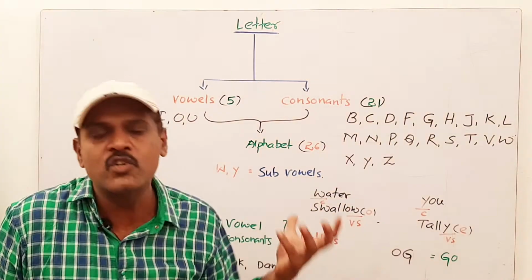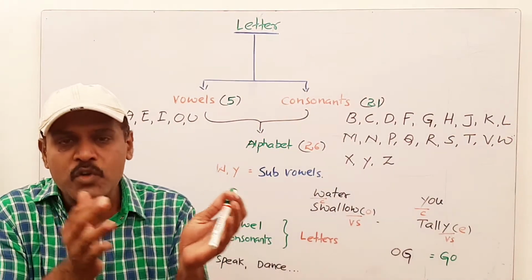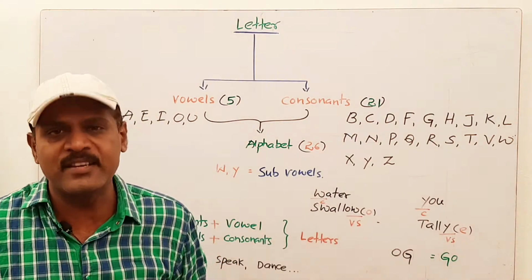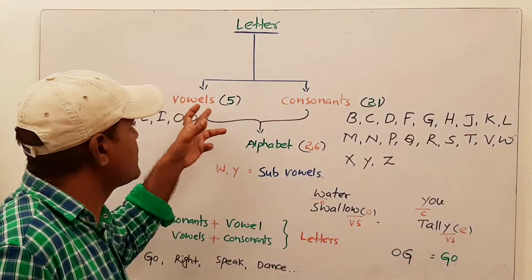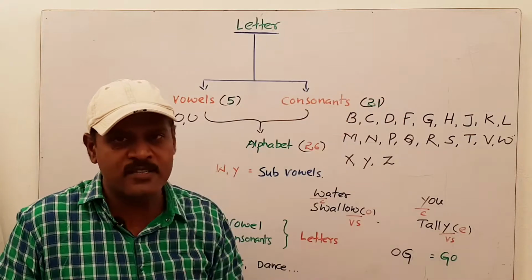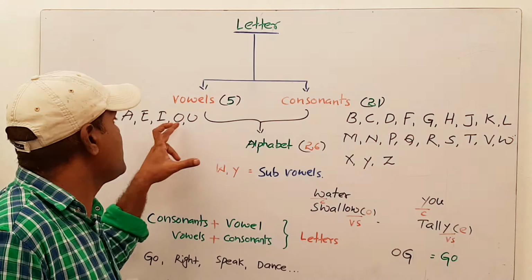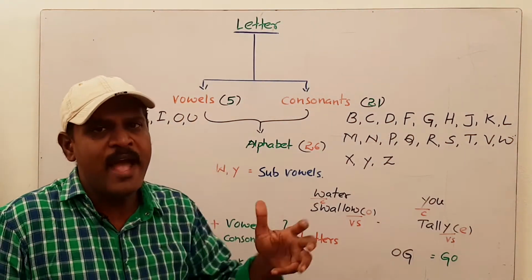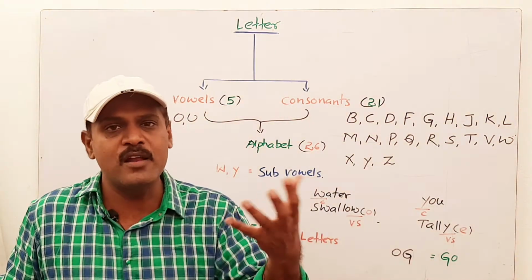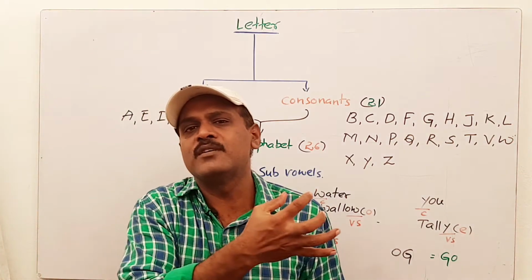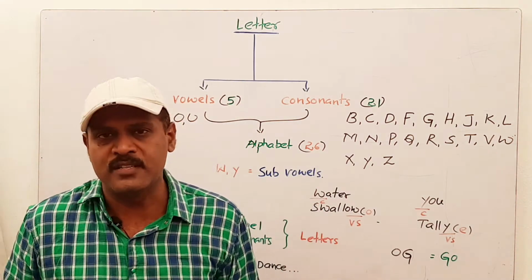Those 26 letters can be divided into two categories. The first is vowels and the second is consonants. Vowels are 5 in number. They are A, E, I, O, U. The remaining 21 letters are called consonants. Do you know why they are called vowels and why they are called consonants?